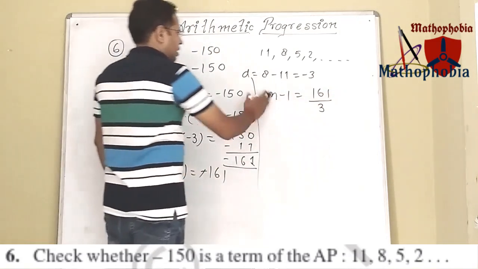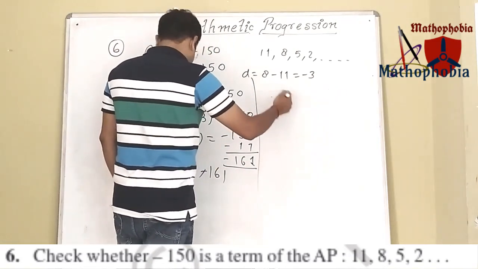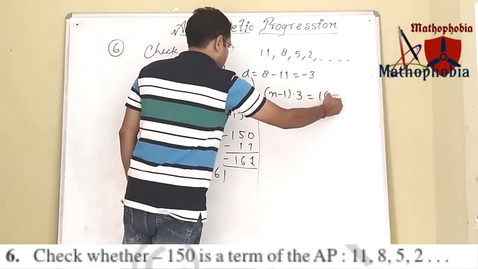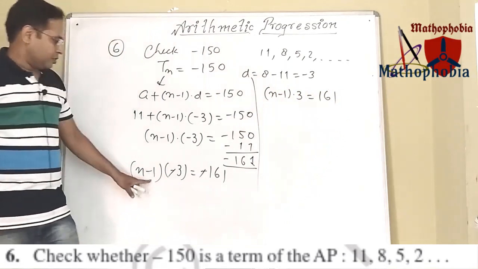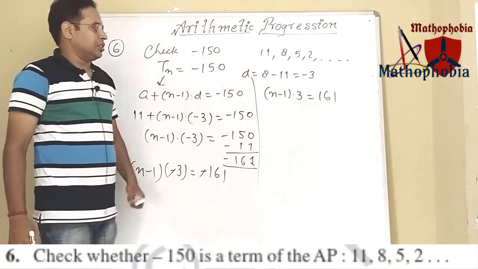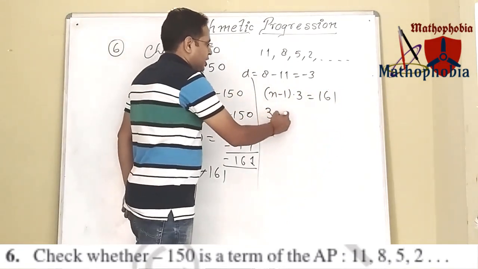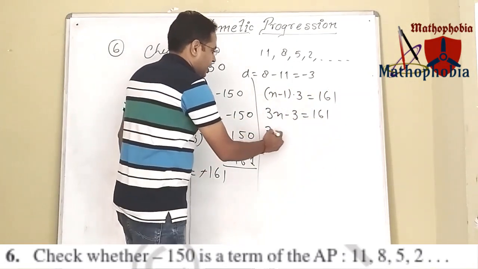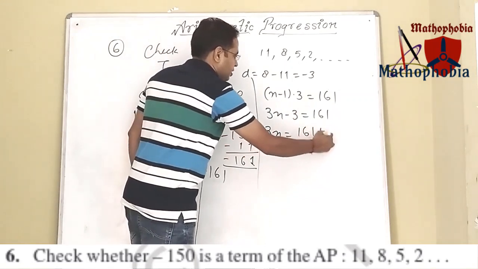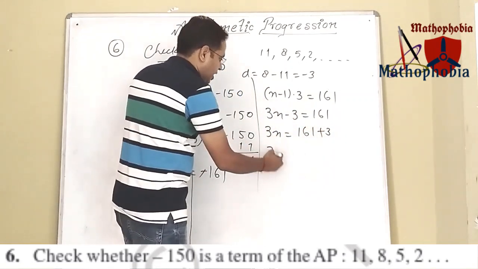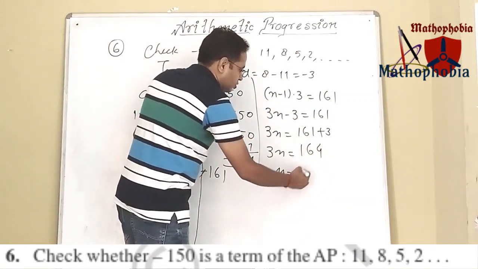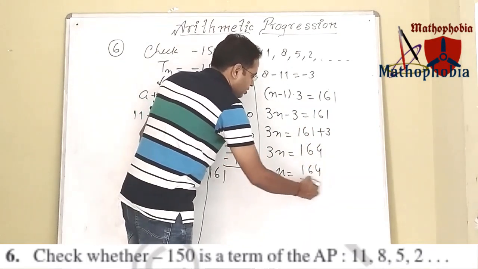Okay, or let it be. We will write here like this. We will get (n minus 1) into 3 is equals to 161. 3 को multiplication किया, 3n minus 3 is equals to 161. So 3n equals to 161 plus 3. So 3n is equals to 164. So n is equals to 164 upon 3.